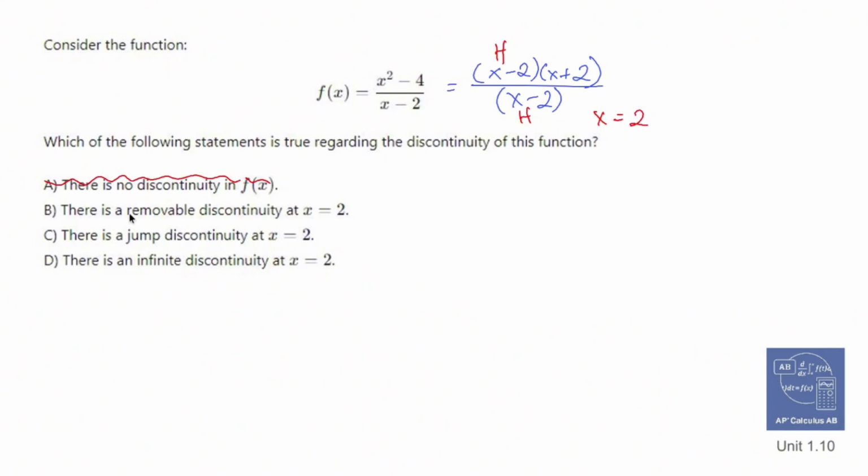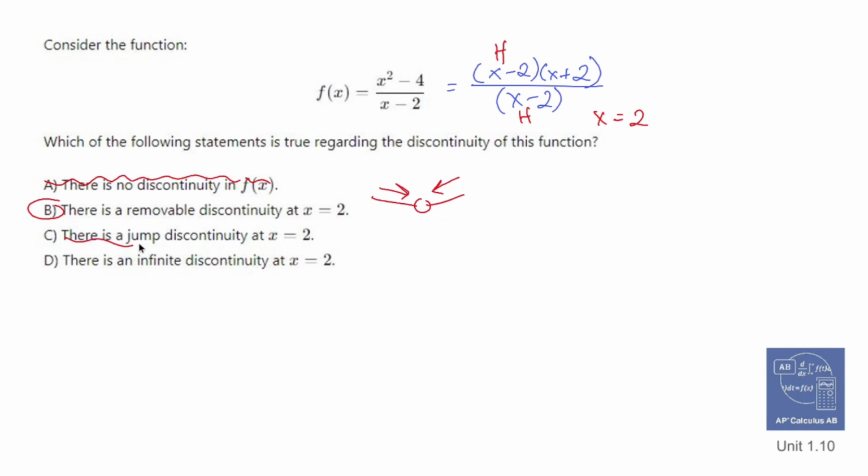Now, what removable discontinuity means is you have a discontinuity where the limit does exist. If you have a hole, the left side and the right side of the limit exist because they are the same, which means the limit does exist. So a hole represents a removable discontinuity. So B is going to be my answer.